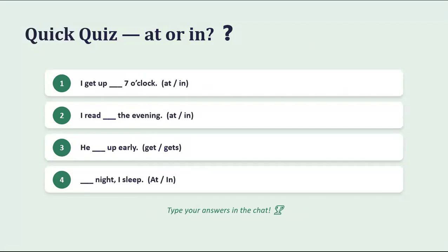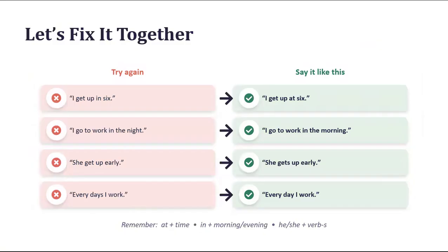So this is a quick quiz where you have to give an answer, and let's fix it together. These are some mistakes that people sometimes make. Like, I get up in 6. Not in 6, but at 6, because you are giving the exact time. I go to work in the night. So, I go to work in the morning. In the morning.